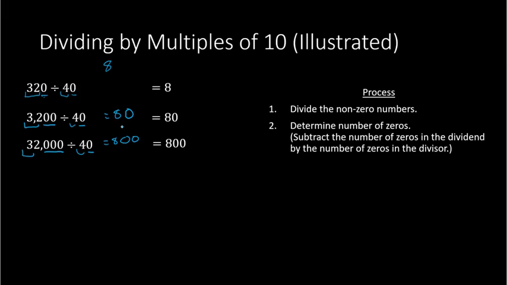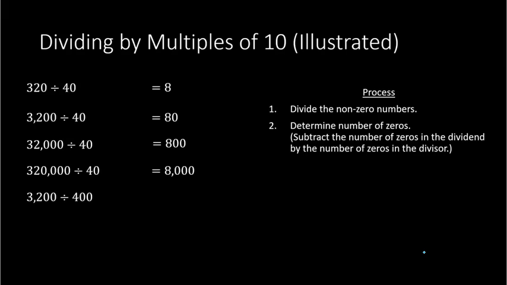Let's try another one, see if you can get this one on your own. What if we did 320,000 divided by 40? Again, we can do 32 divided by 4, and that is 8. Here we have 4 zeros, and over here we have 1. 4 minus 1 gives you 3. So we put 3 zeros after the 8, and your answer is going to be 8,000.